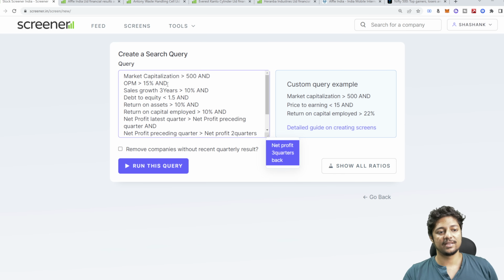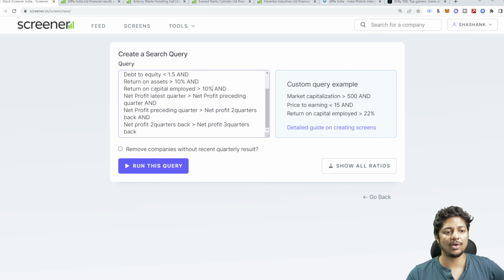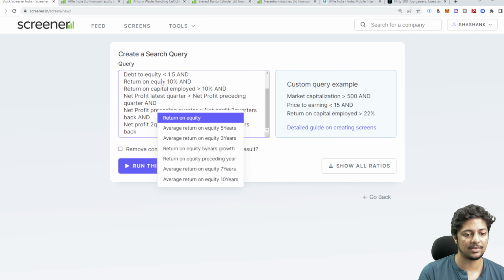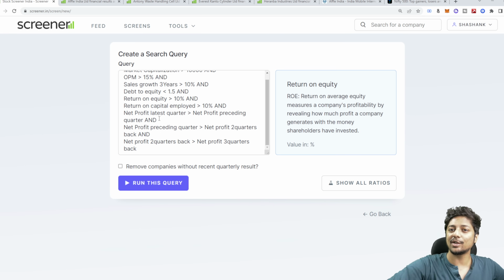Now look at this. This is basically saying again market cap greater than 500. So let me change this to 10,000 for you guys. Operating profit margin 15%. All of this is pretty much the same. But coming down here, okay, this again return on equity, I'll just change it here. Now look at this. Now what I'm saying is instead of sales growth last 3 years, I'm saying I want to see quarter on quarter sales growth.